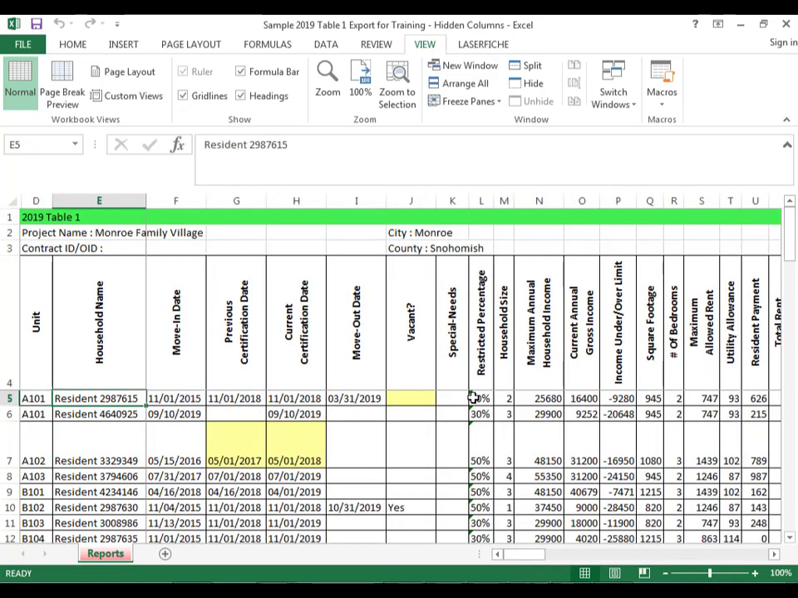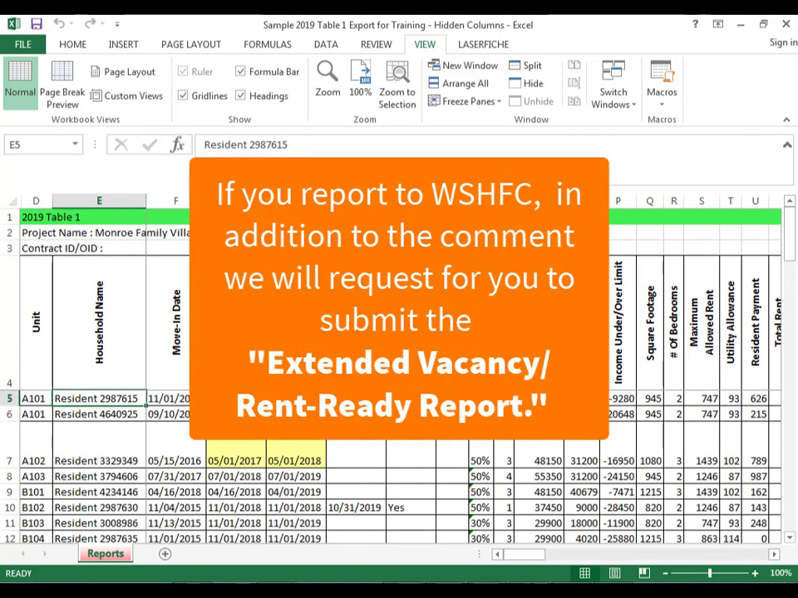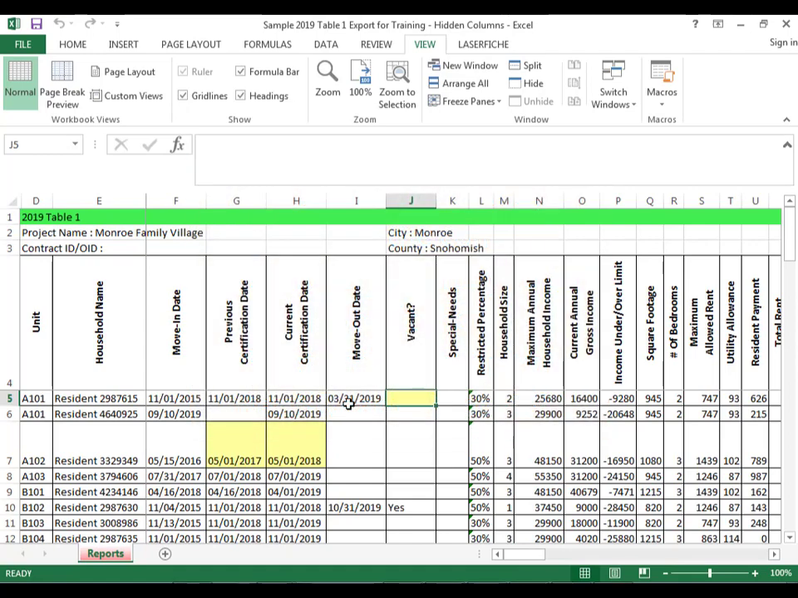But you can explain in comments for all of your funders. However, if you have Housing Finance Commission reporting to do, in addition, whenever there's a yellow here showing a vacant for longer than 90 days, we're going to request that you submit the extended vacancy rent ready report. And so you would submit that with your annual submission packet to the commission.